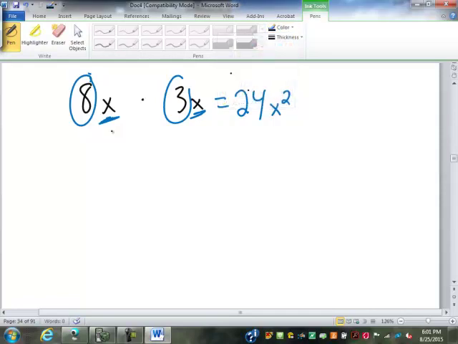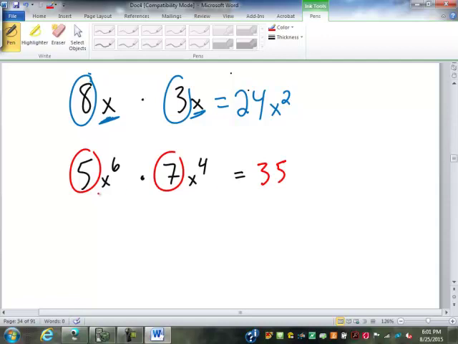Well, we can deal with higher powers now. We can have 5x to the 6th times 7x to the 4th. Same as always, we combine the counts. 5 times 7 is 35. Then we also combine the names. X to the 6th times x to the 4th is x to the 10th. When we're multiplying variables with powers, we add the powers.